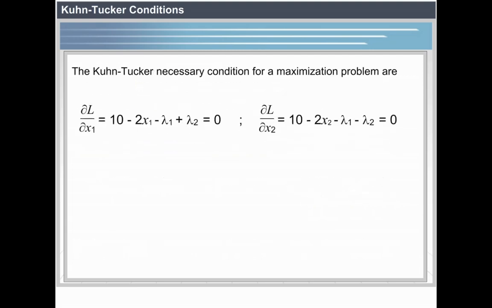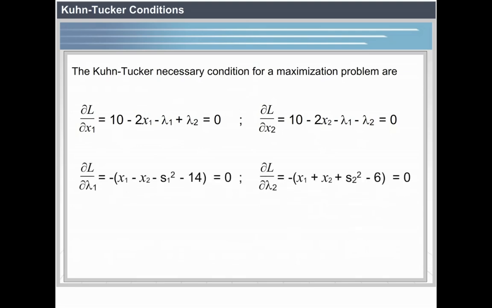∂L/∂x1 = 10 − 2x1 − λ1 + λ2 = 0. ∂L/∂x2 = 10 − 2x2 − λ1 − λ2 = 0. ∂L/∂λ1 = −(x1 + x2 + s1² − 14) = 0.